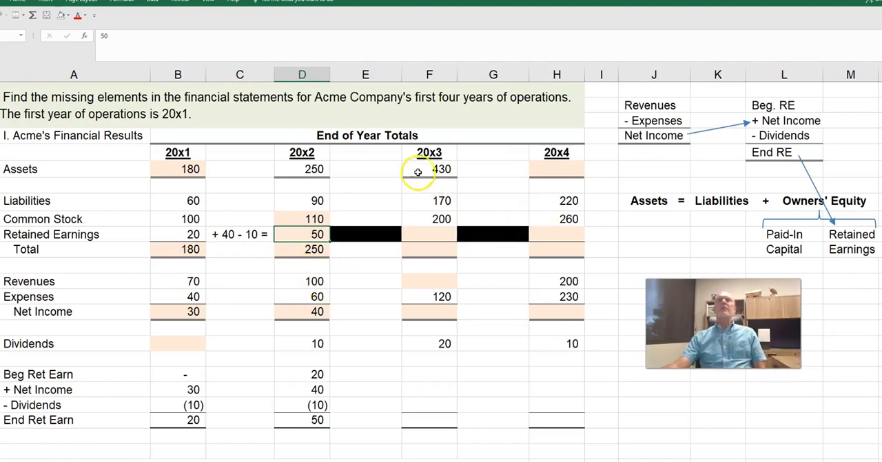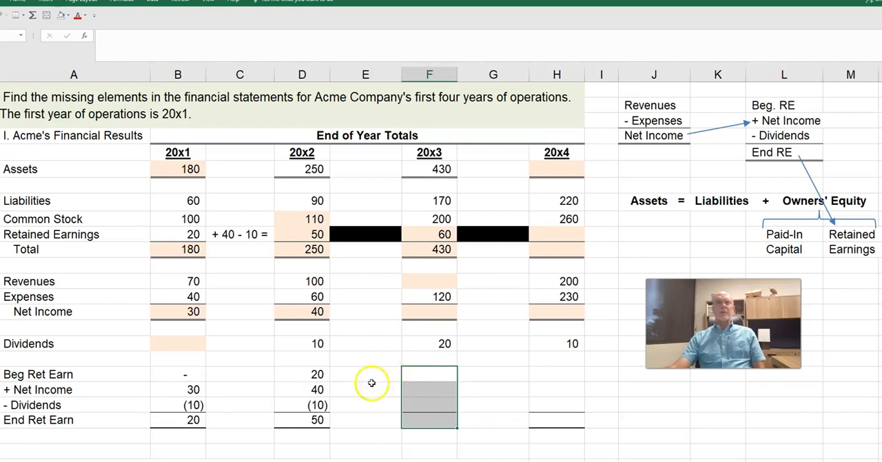Year 3, total assets are 430. So we know that liabilities and owner's equity needs to add up to 430. So far we've got 370. Looks like we're missing 60. So yes, that is what it takes to add that up. On the income statement, we're missing our revenues. So it looks like we're going to have to find our net income first. So we're going to have to work through the statement of retained earnings to figure out what our income would be.